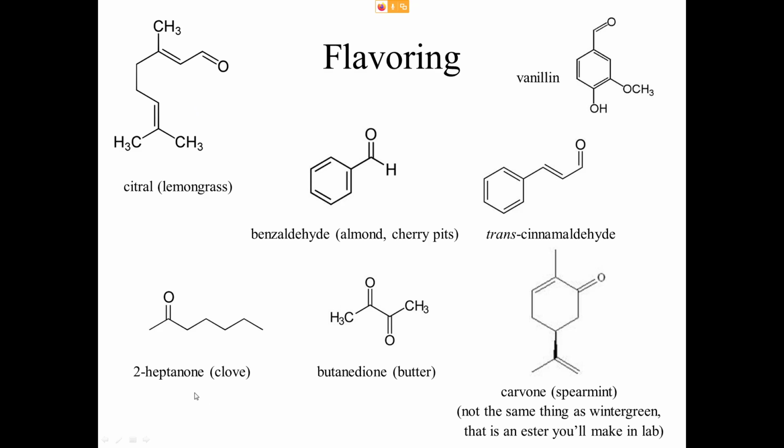Right, underneath the bottom one is a ketone. You can easily name this one. You can name all of these, in fact. But this one's a ketone. It's 2-heptanone. It's the flavor of cloves.